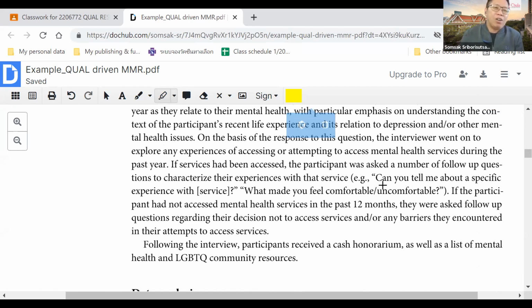In the sentence, they say, following the interview, blah blah blah, LGBTQ community resources. I would say this sentence deals with research ethics. Why? Because it was mentioned there that participants receive cash honorariums. The cash honorariums may be in exchange for a certain, probably more favorable answer.